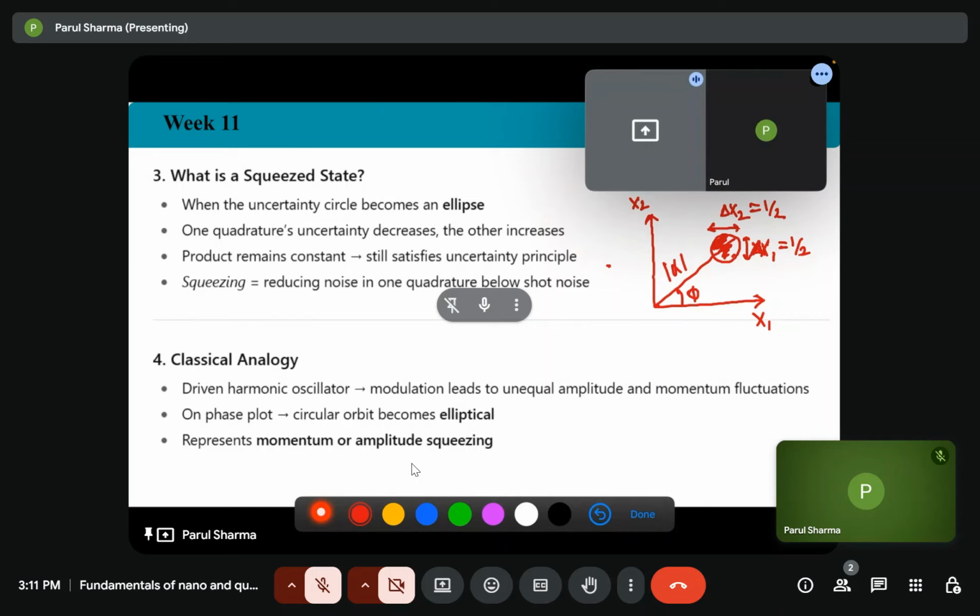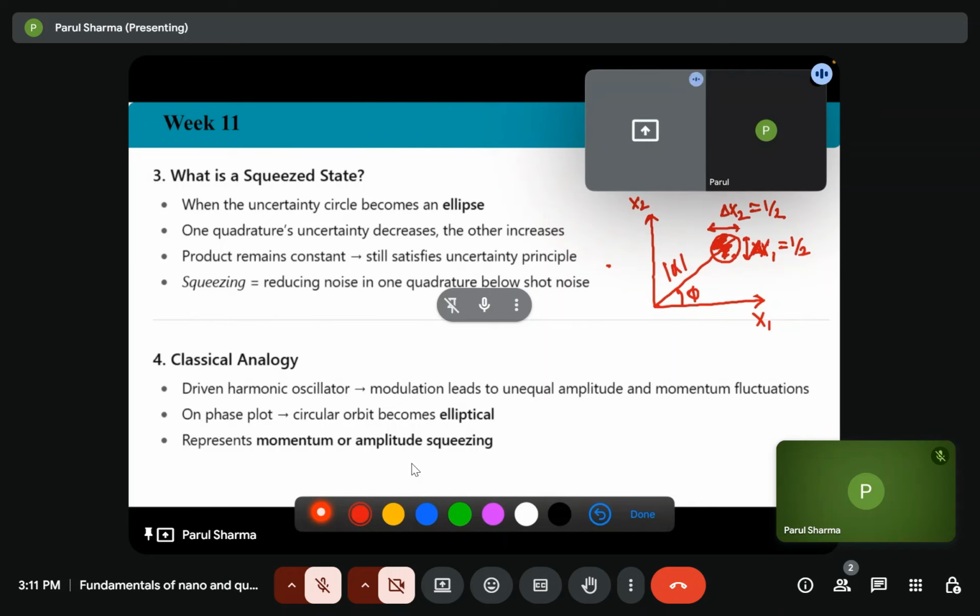So we cannot talk of a single sine wave, but for the coherent state, we have to talk about the combination of sine waves. So how can we represent it classically? How can we think about it classically?